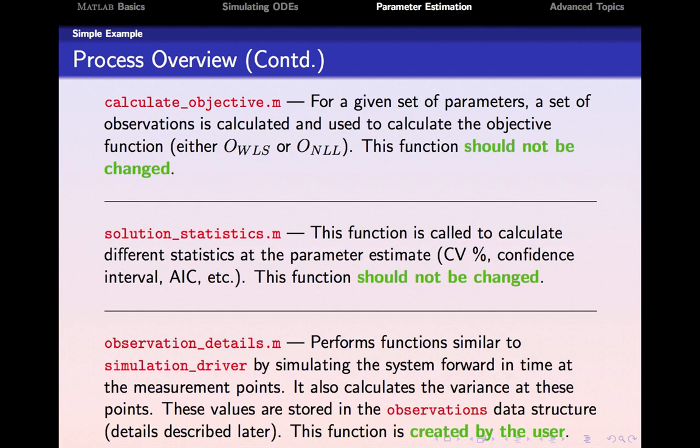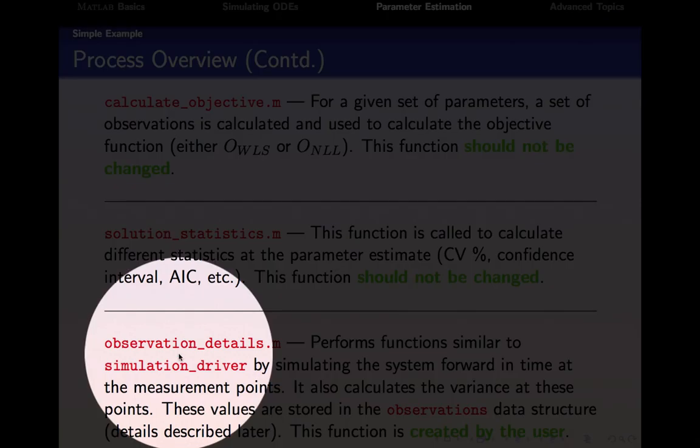Okay. Solution statistics is a function that's going to calculate different statistics at the parameter estimates. So this is going to give you your CV%, your confidence interval, your AIC, all that stuff. Again, this function should never be changed. These two should just work. The last thing you need to be concerned about is observation details.